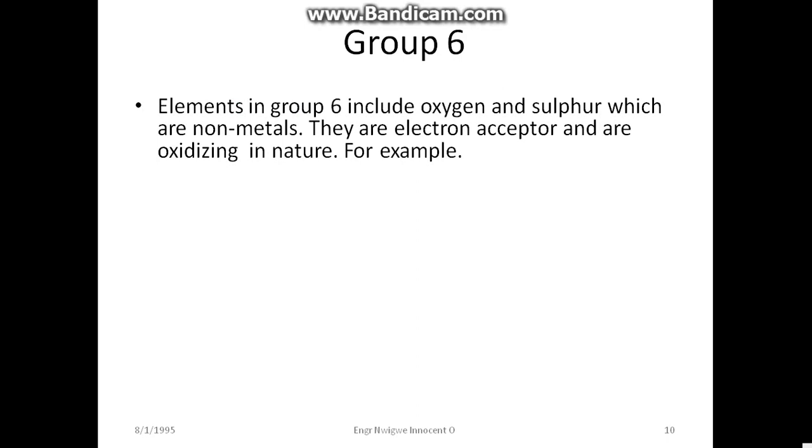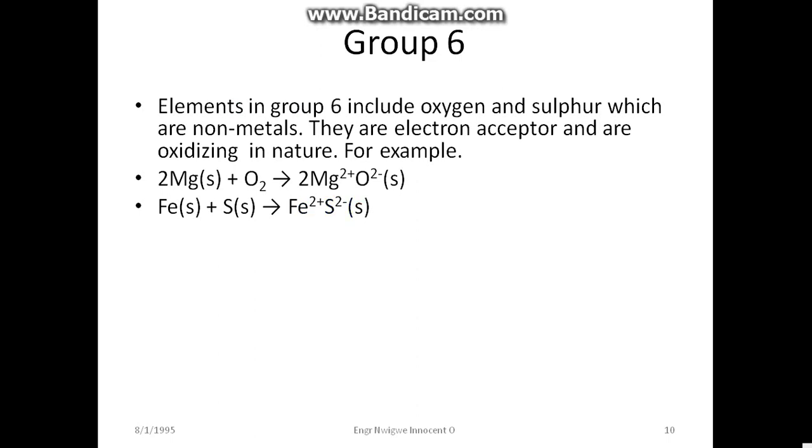For example, 2 molecules of magnesium solid plus 1 molecule of oxygen give 2 molecules of magnesium ion, Mg2+, and oxygen ion, O2-. Iron, that is Fe, plus sulfur gives iron sulfide, in which the valency of iron is 2 positive and the valency of sulfur is 2 negative.